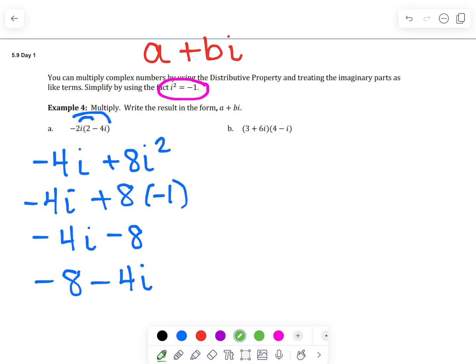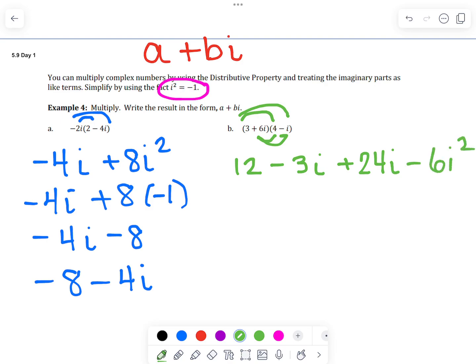All right, second example. We're multiplying these two complex numbers together. So think of this as distributed. We're going to FOIL. So 3 times 4 is 12. Then we're going to go to outside. 3 times negative i is negative 3i. Then we go to inside. 6i times 4 is 24i. And then we go to last. 6i times negative i is negative 6i squared.